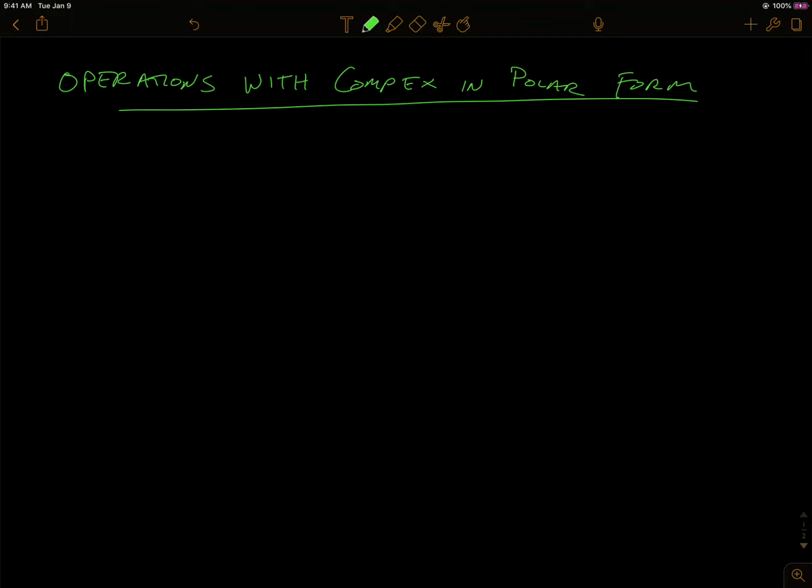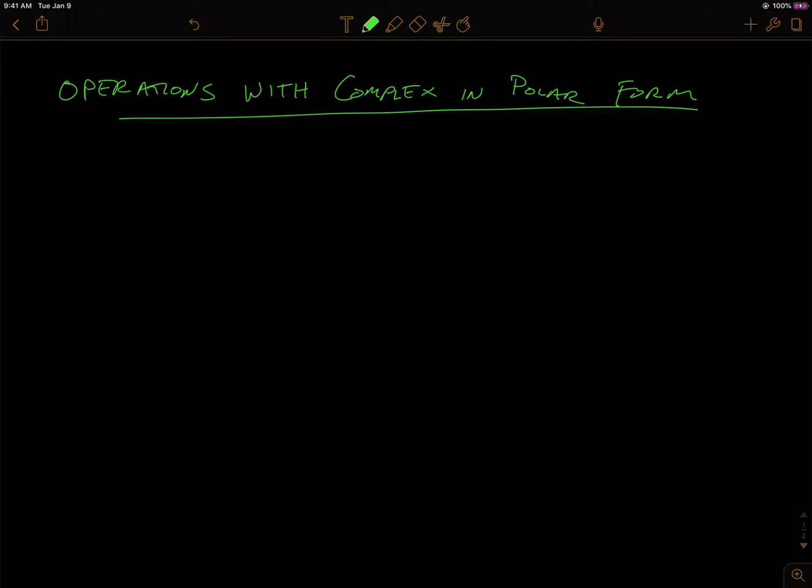All right, so now we're going to look at doing operations with complex numbers. Complex non-real numbers in polar form. We looked last class at how to do it when they're in rectangular form, like a plus bi. How do we multiply, add, divide? Now we're going to look at operations when they're in polar form.